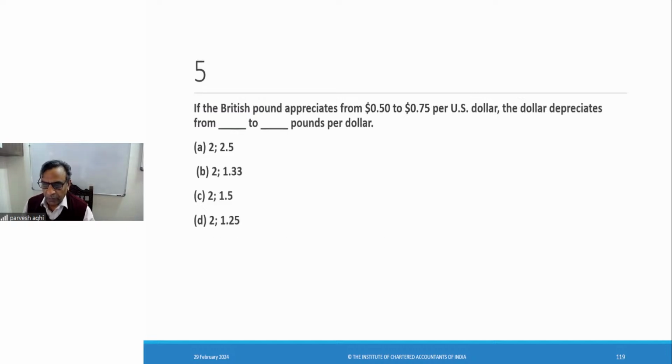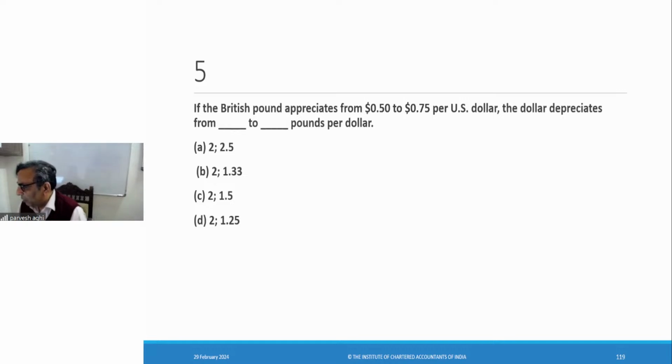Now fifth. Tell me, if the British pound appreciates from $0.50 to $0.75 per dollar, the dollar depreciates from dash to dash pounds per dollar. Please look at this question, fifth one. Write the question number in front of your answer, like what Namrata has written. So the answer is B here.